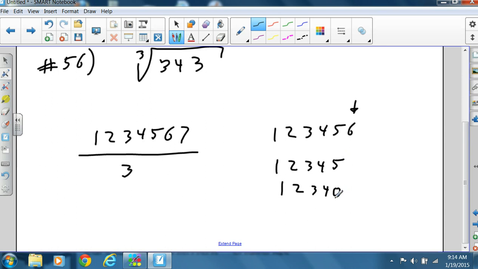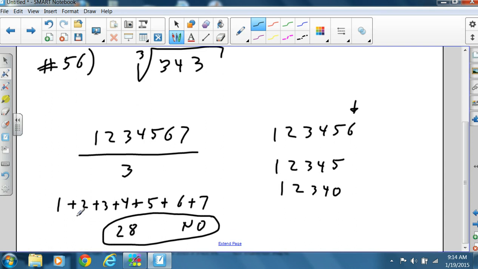Okay, so the way we know that 1,234,567 is or is not divisible by 3 is we add up the digits. 1 plus 2 plus 3 plus 4 plus 5 plus 6 plus 7. And why did I pick such a complicated one? I don't know. So that I have 8, and then a second 8, and then a third 8. So 3 times 8 is 24 plus 4 is 28. Is 28 divisible by 3? No. Because when I add up the digits, if they're not divisible by 3, then that number is not divisible by 3.